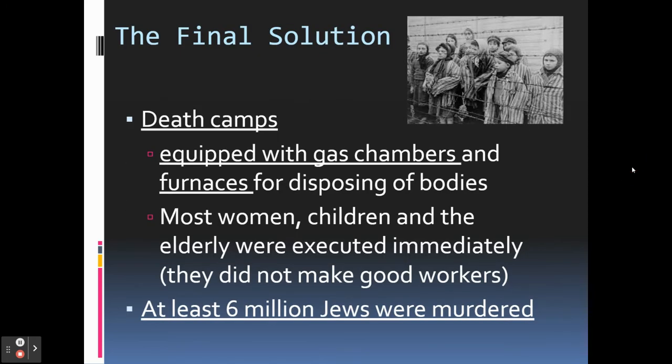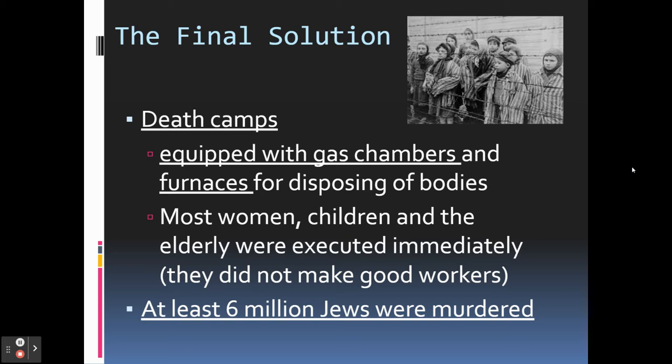The final solution: death camps. Death camps were not work camps. There was no place for anyone to stay. Like in the work camps, they had barracks, like army barracks, where the Jewish people that were working were staying. The death camps didn't have this. They simply had gas chambers and furnaces.